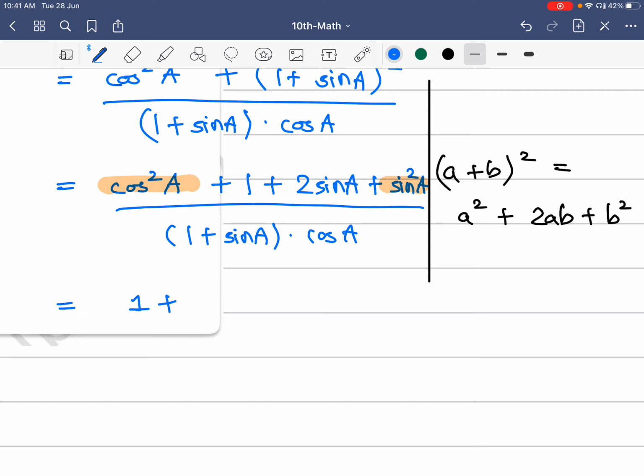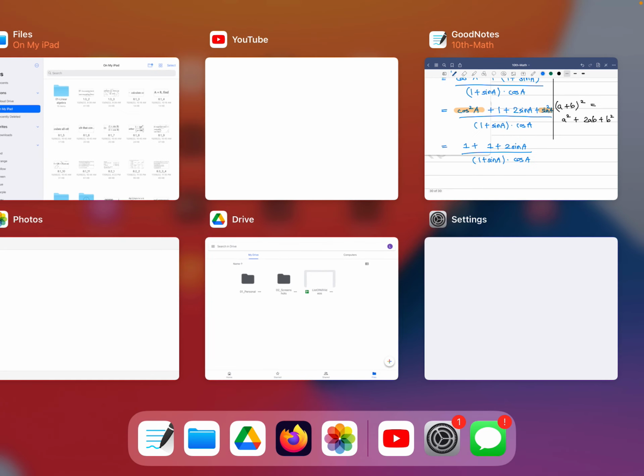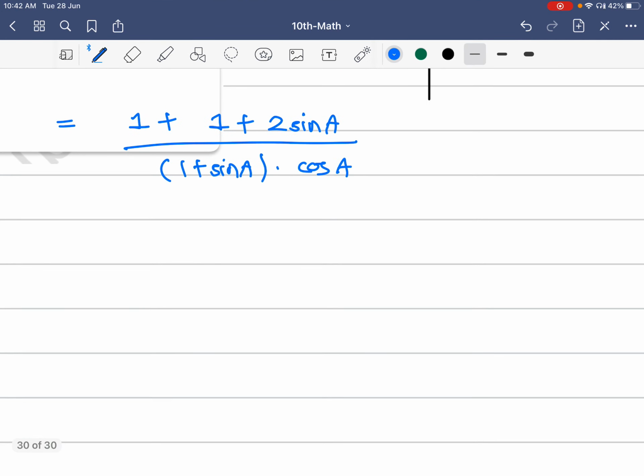So 1 plus 2 sin A as it is, the whole divided by 1 plus sin A into cos of A. Okay. So now we have 1 plus 1 is equal to 2, so that is equal to 2 plus 2 sin A, the whole divided by 1 plus sin A into cos of A.